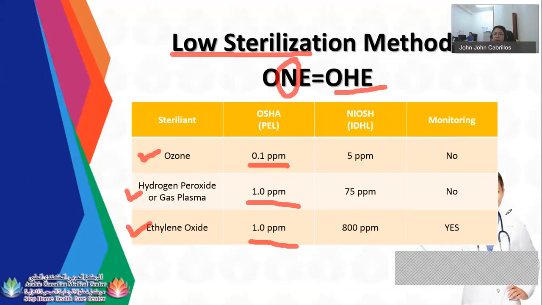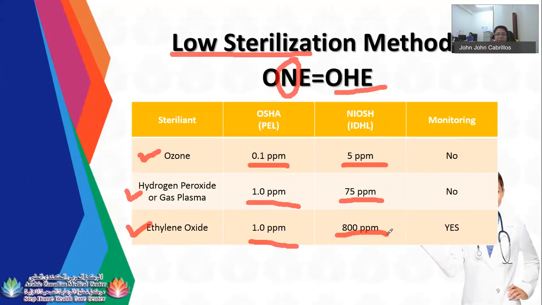While your NIOSH IDLH, or immediately dangerous to life and health, is also increasing from lowest: 5 ppm, 75 ppm, and 800 ppm. All of your low temperature sterilization methods have monitoring, which is PEL for OSHA and IDLH for NIOSH. It should not be beyond 0.1 ppm for ozone, not beyond 1.0 ppm for hydrogen peroxide, and the same with your ethylene oxide, not beyond 1.0 ppm.